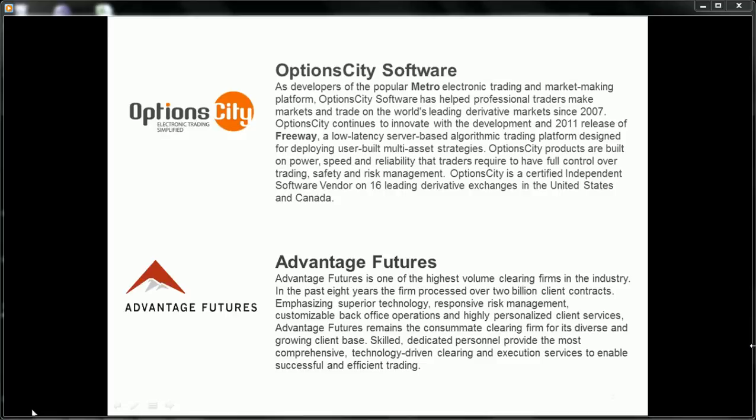Advantage Futures is one of the highest volume clearing firms in the industry. We've been around since 2003, and to this date, we've cleared well over 2 billion contracts and growing strong. We had an early emphasis in technology and servicing high-frequency, low-latency traders. We have a very responsive risk management team that can change limits or do any type of risk analysis in minutes or hours, depending on the task ahead of them. We have a very customizable back office operation where we can give customized post-trade files, end-of-day files, position files, etc. Advantage Futures remains the consummate clearing firm for its diverse and growing client base. Skilled, dedicated personnel provide the most comprehensive, customized technology solutions for individuals or prop shops that may need any type of expertise in technology, risk management, operations, any of those.